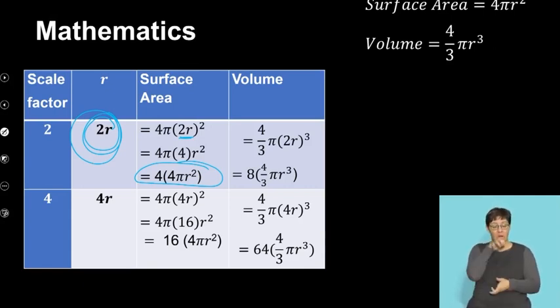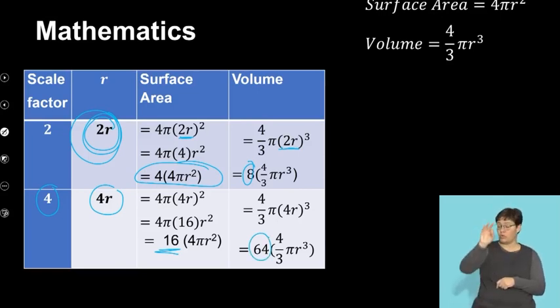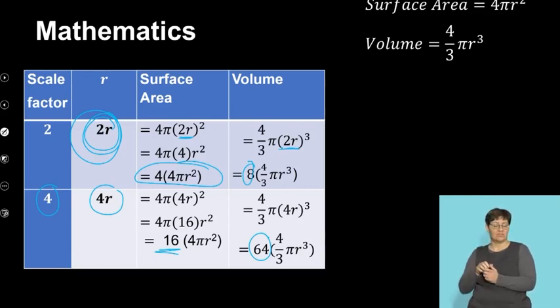With the volume, we can see that it actually was true, that by substituting in 2r as my new radius, my new volume is 8 times my old volume. So again, the scale factor cubed times the old volume is the new volume. The exact same thing happened when my scale factor was 4. I have my scale factor squared times my old surface area to get my new surface area. And then similarly, I've got my scale factor cubed times the old volume is the new volume. So let's go to the next slide.